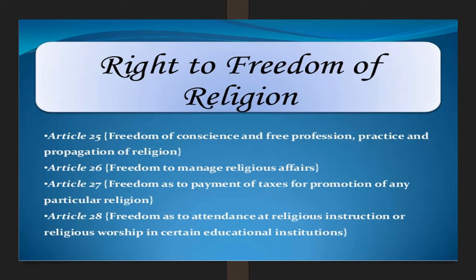So under right to freedom of religion, we have Article 25, which talks about freedom of conscience and free profession, practice and propagation of religion. Then Article 26, freedom to manage religious affairs. Article 27, freedom as to payment of taxes for promotion of any particular religion. And Article 28, freedom as to attendance at religious instruction or religious worship in certain educational institutions. So we will deal with each of them separately.